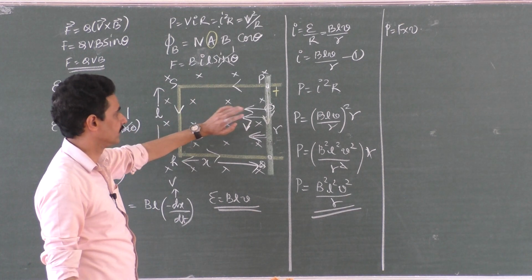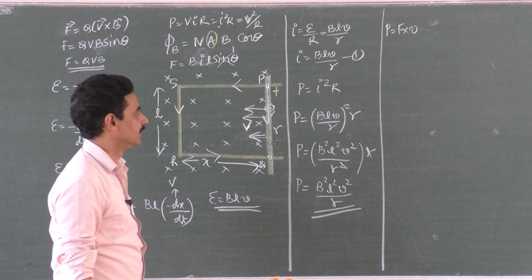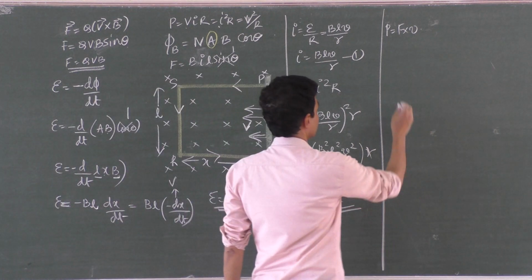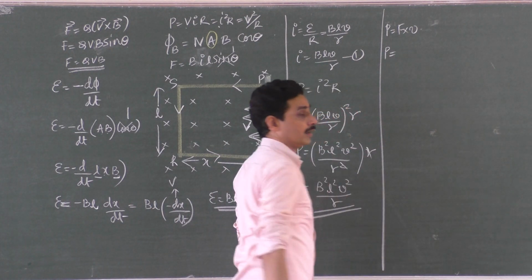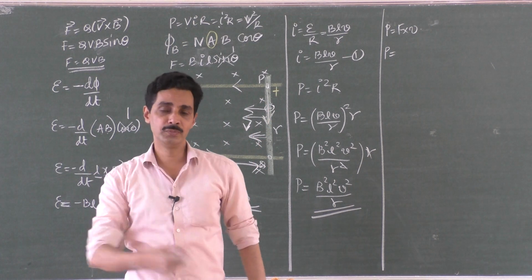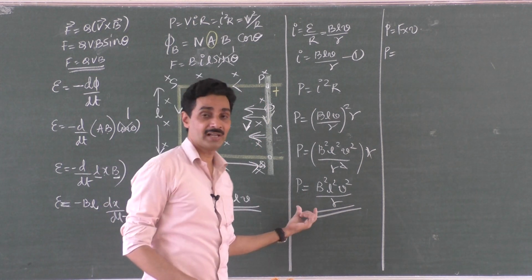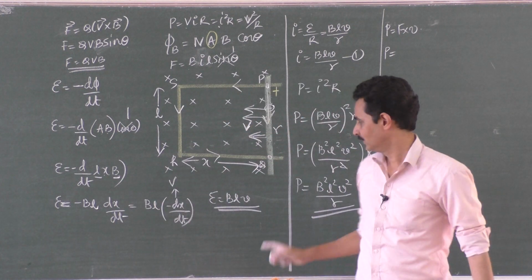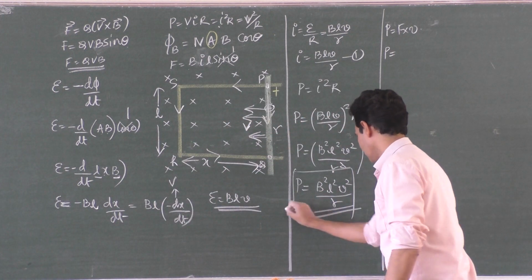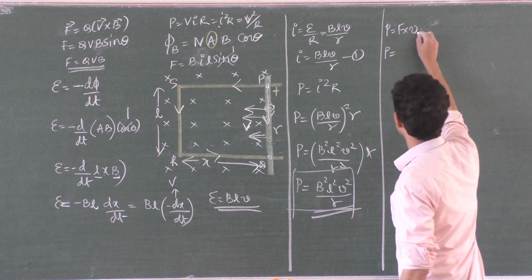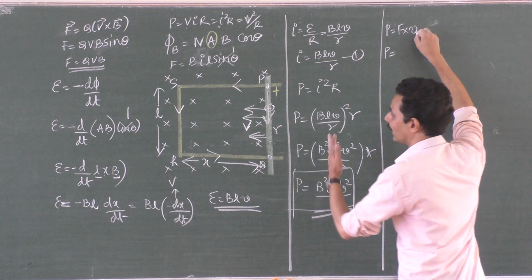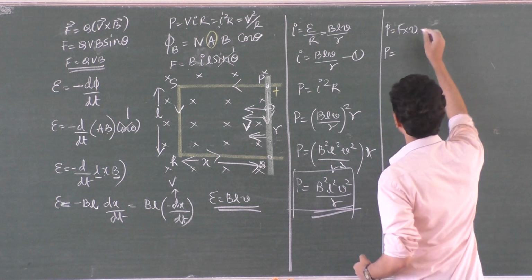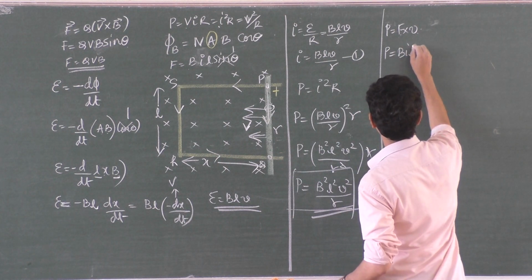I is current, that is this current, and B. Now let me write the power consumed, power used in moving it, and power generated in the form of heat. Yes, we have that formula. What is the power generated? Force into velocity. The force that you need to apply in the opposite direction is against this force, BIL sine theta.